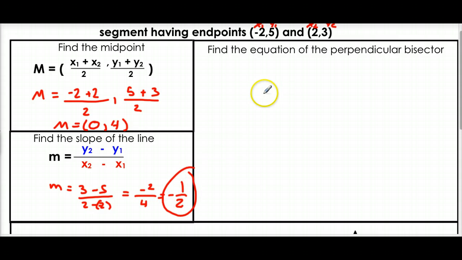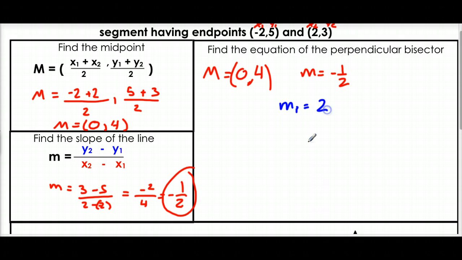Okay. Now we want to find the equation of the perpendicular bisector. And remember, the perpendicular bisector is going to go through the midpoint of 0, 4. So we know it goes through this point. And it's going to have a slope perpendicular to negative 1/2. So let's start by writing our equation. We know our perpendicular slope is going to be the opposite reciprocal, 2.